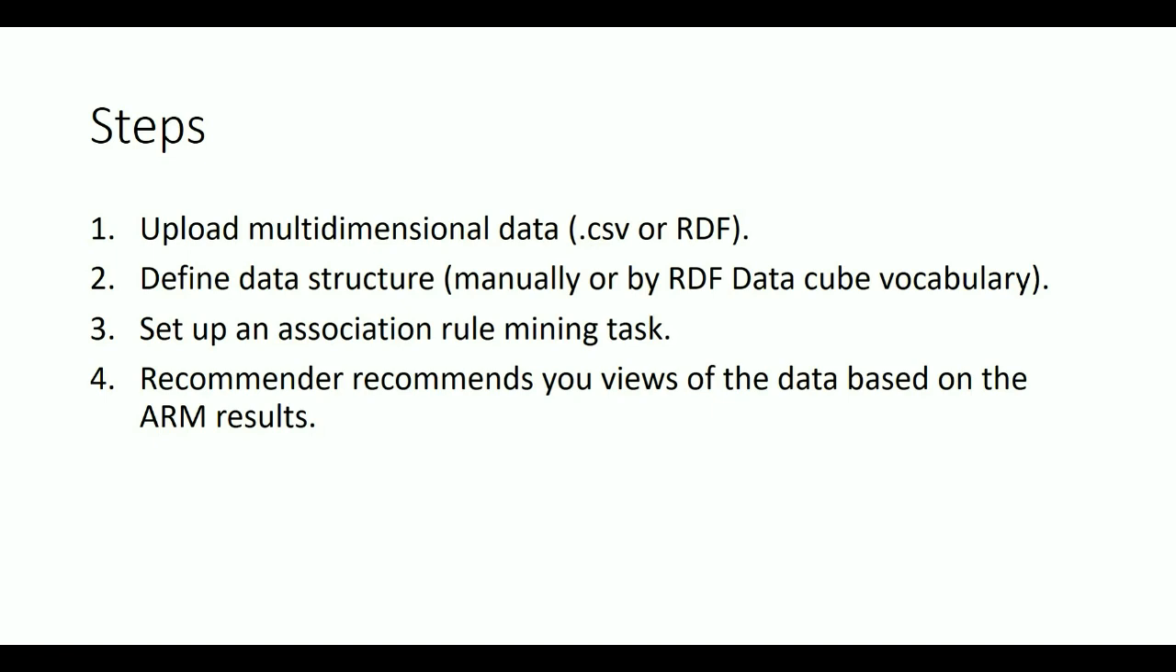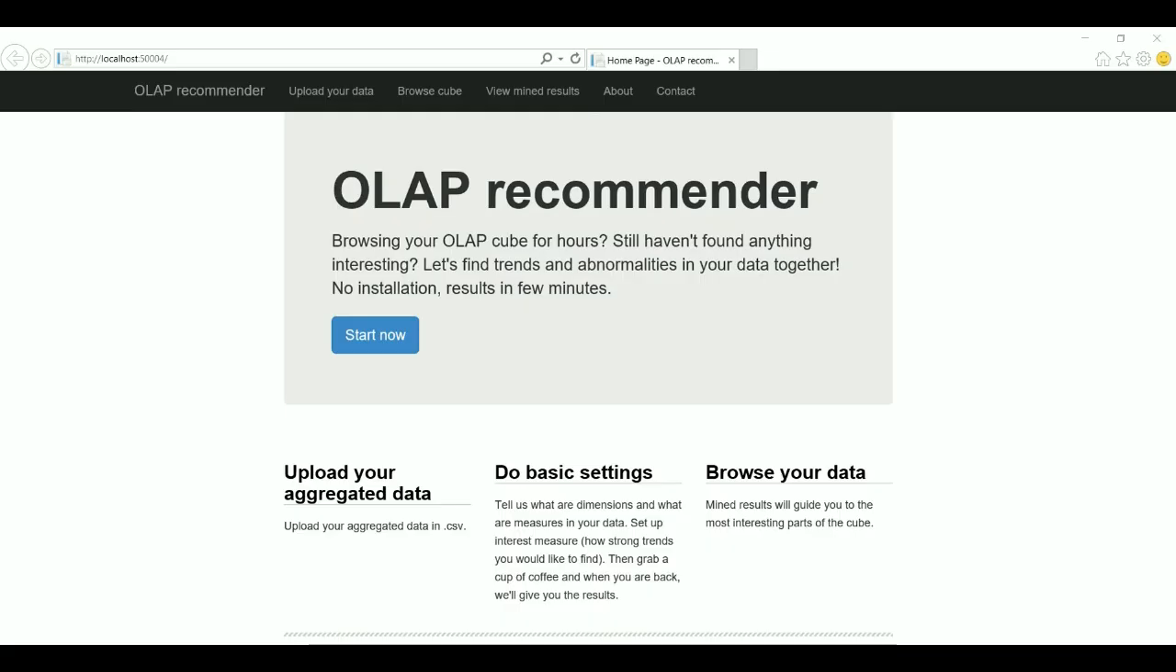The third step is the association rule mining, and then the data mining results leads you to a simple OLAP visualization. The visualizations reveal the parts of the data cube identified by the association rule mining as potentially interesting. So next in this video, I'm gonna show you how to use the OLAP Recommender.